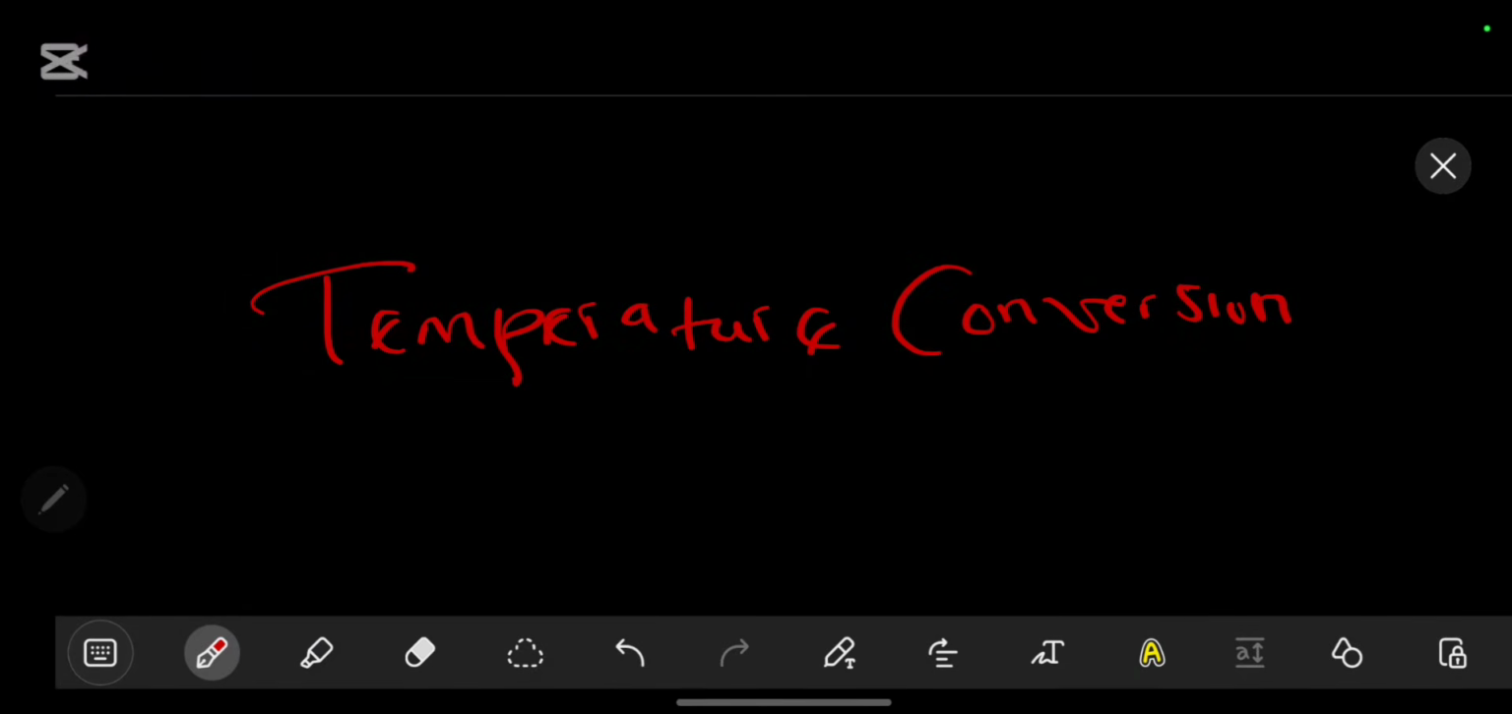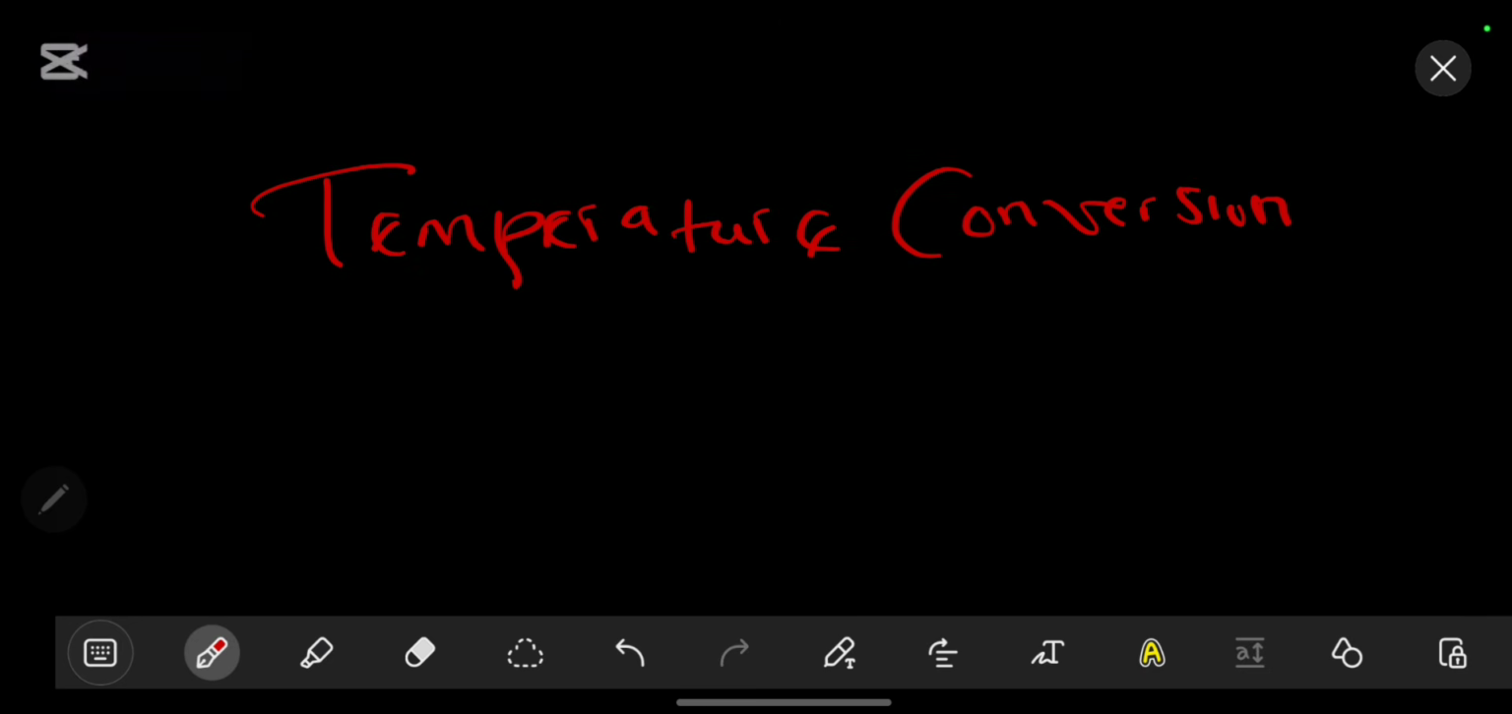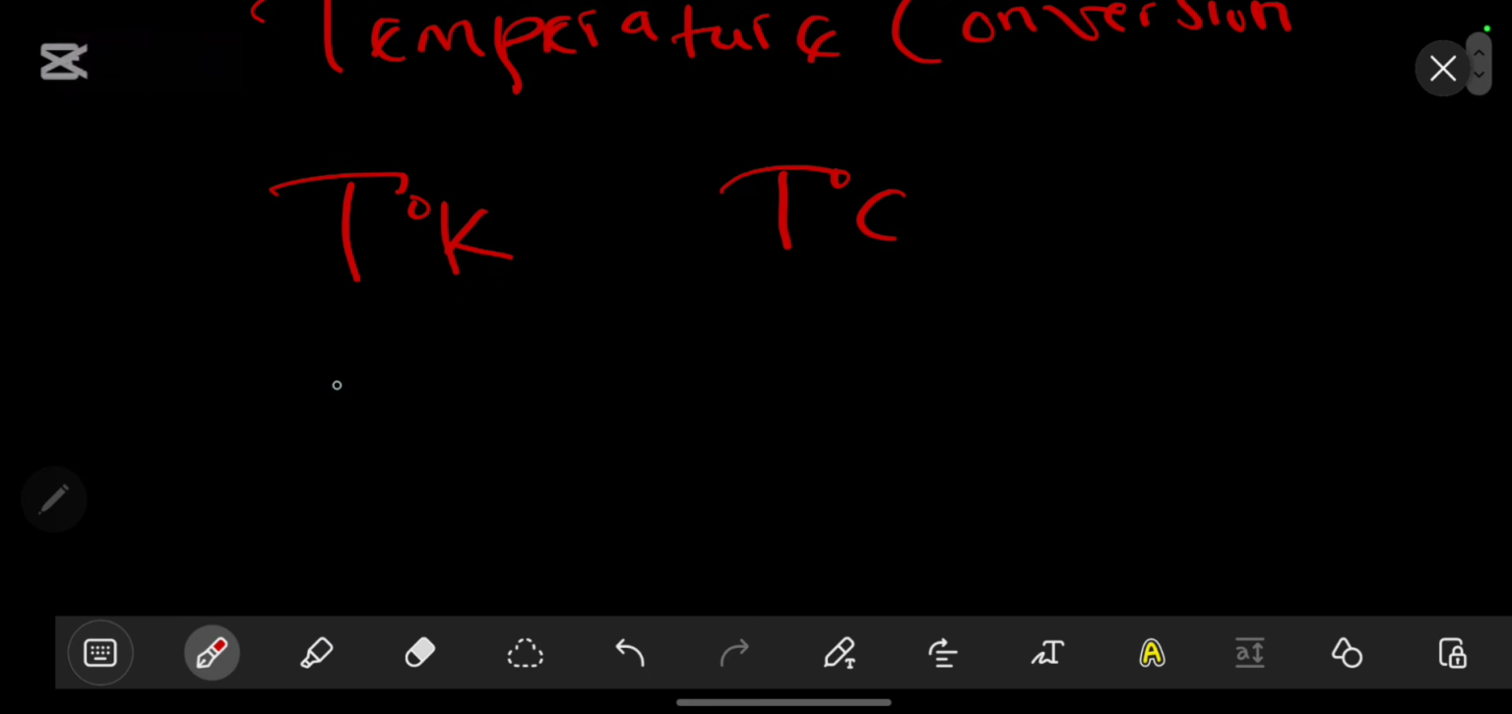So today for chemistry we are going to look at what we call temperature conversion. Under temperature conversion, you can convert the temperature to degrees Kelvin, you can convert it to degrees Celsius, or you can convert it to degrees Fahrenheit. Now for you to convert to any of these, you need to know this simple way which I use.